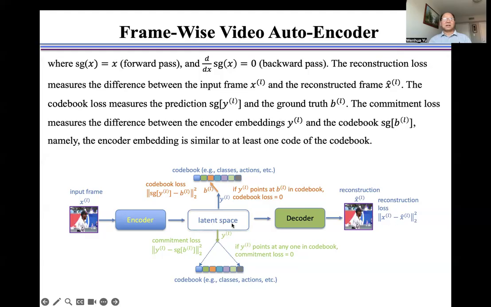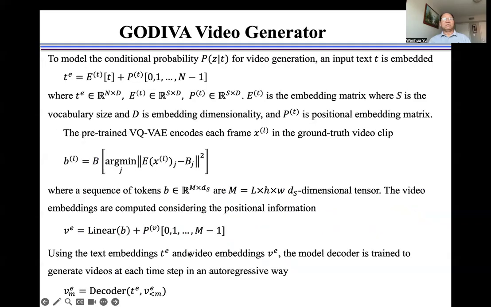This latent space, this YL. If YL is the same as BL, the codebook loss is 0. If YL points at any one in the codebook, the commitment loss is 0.